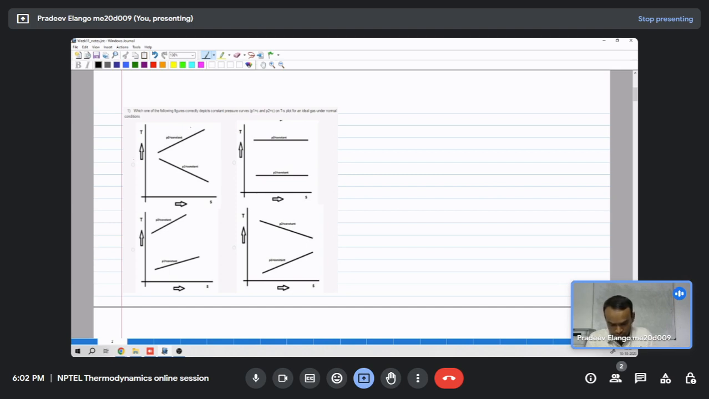So for the first option, P2 has a positive slope and P1 has a negative slope, so that cannot be the answer. For the second option, for P1 and P2 constant lines, the line is horizontal, so that cannot be correct. For the third, both P1 and P2 curves have a positive slope, so this can be correct. And in the fourth one, P2 has a negative slope, so this cannot be correct. So the correct option is the third.